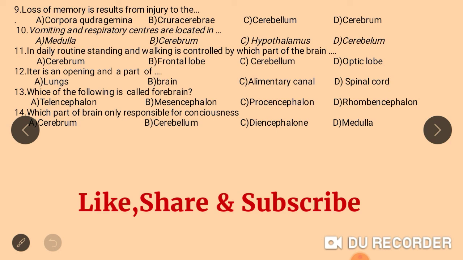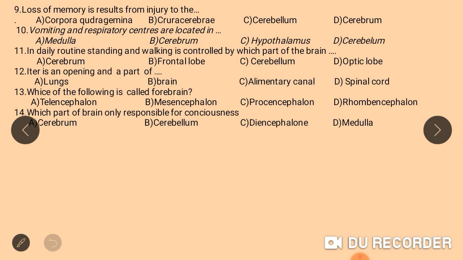Question number 11. In daily routine, standing and walking is controlled by which part of the brain? Cerebrum, frontal lobe, cerebellum and optic lobe. The correct option for that question is cerebellum, because the cerebellum controls posture and equilibrium of our body, and so the correct answer for that question is cerebellum.